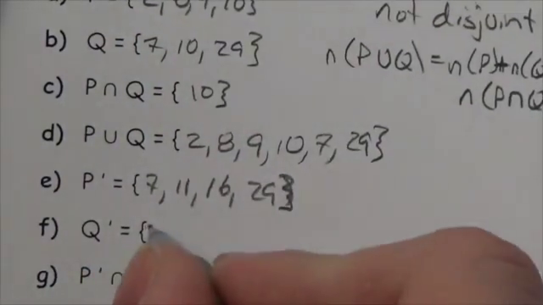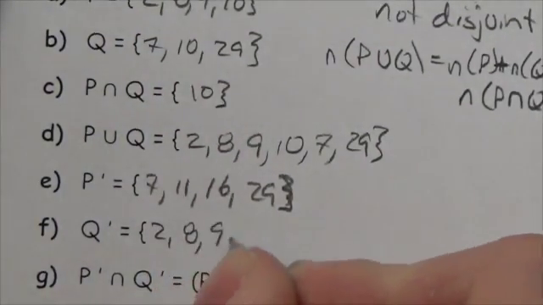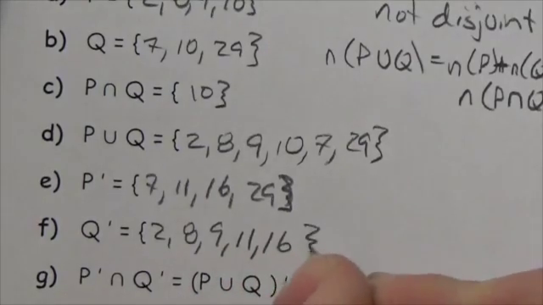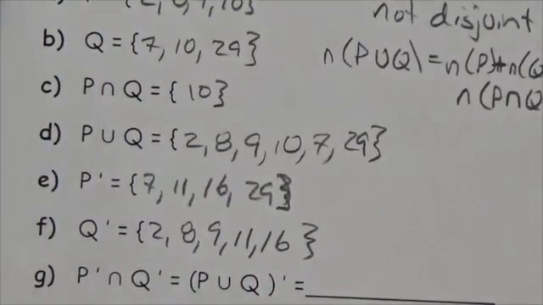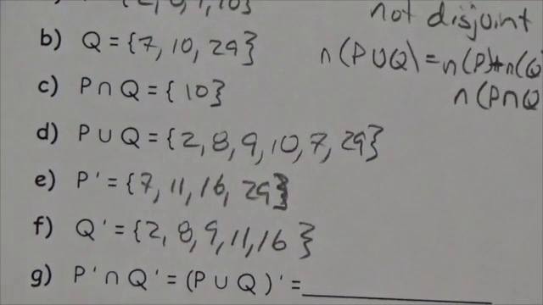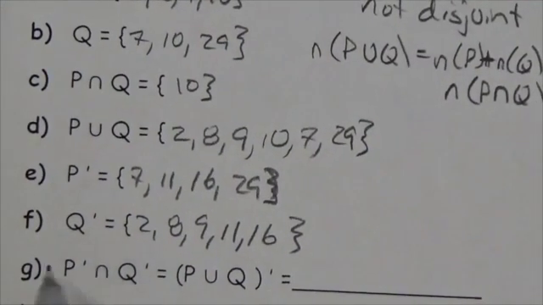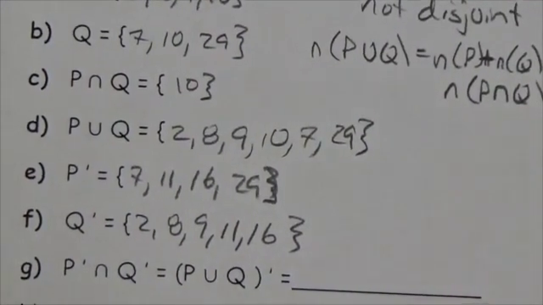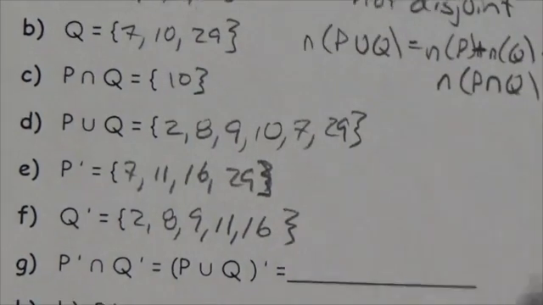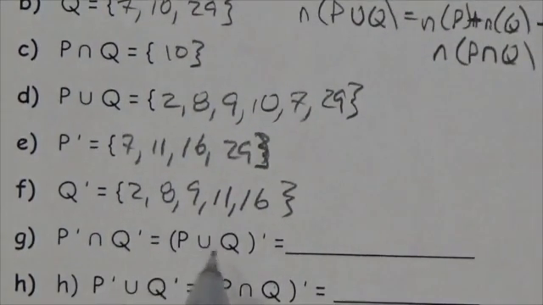Okay, so in order here, that was 2, 8, 9, 11, and 16. And again, order's not important, but it's hard not to, right? When you're listing numbers, it's hard not to. All right, not P intersection not Q, which it turns out is exactly the same as not (P union Q).